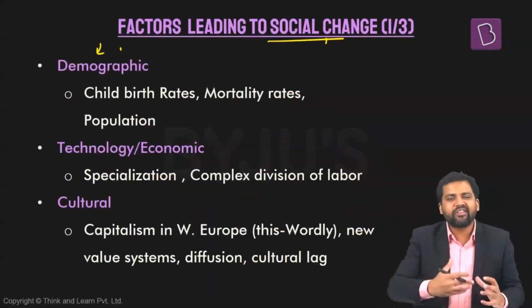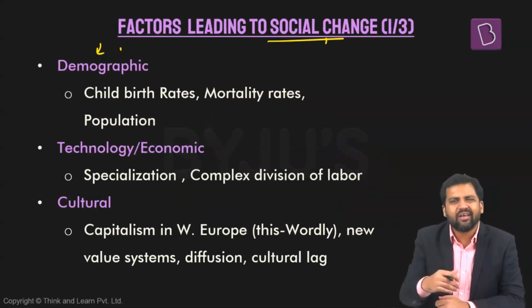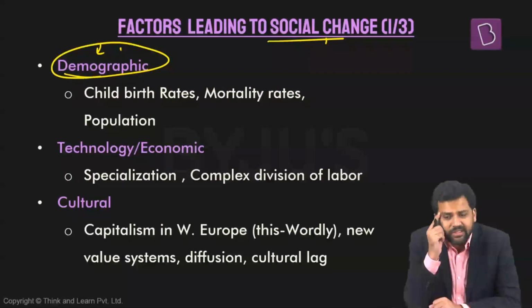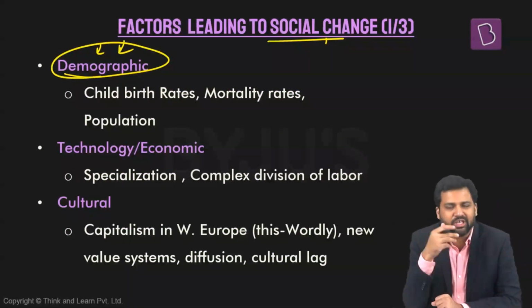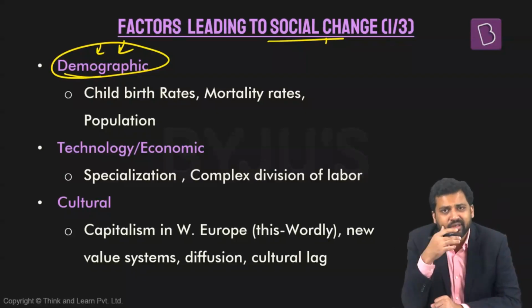What we have done is we have divided the factors into different types, and again within each of these types there are certain sub-points. First, there are some factors which are related to population, which can bring about change in society. If population changes, society changes. I'll give you an example.